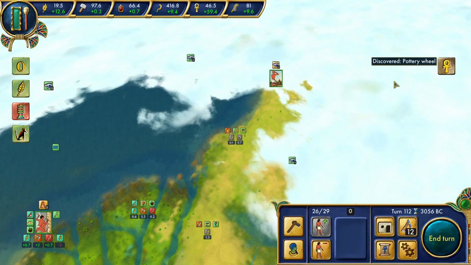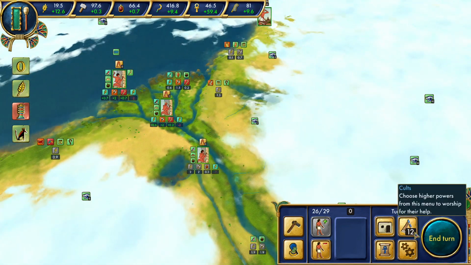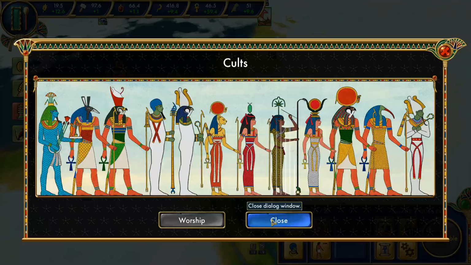We're going to grab the Pottery Wheel. We have discussed these before in previous series, but Egyptians shaped ceramics with their hands or pre-made molds at first. Round stands for modeling pots came into use, and then they became revolvable, increasing the quality and rate of production, and that all makes sense. And I am also going to do one permanent boost from Seshat.